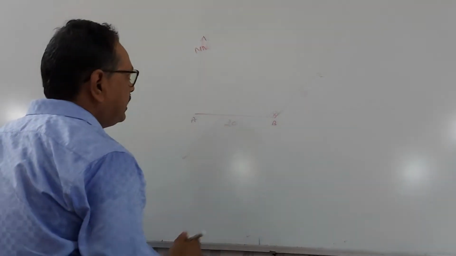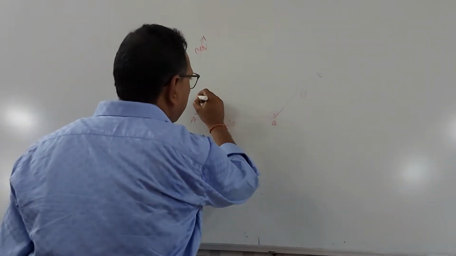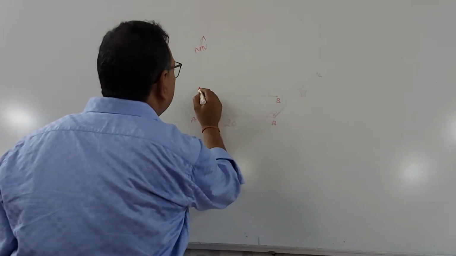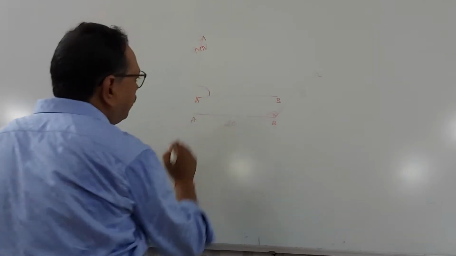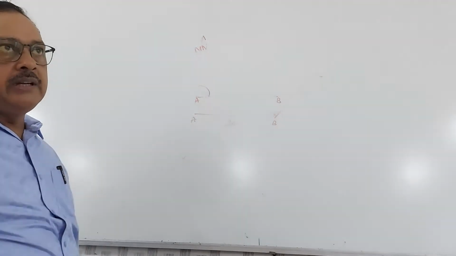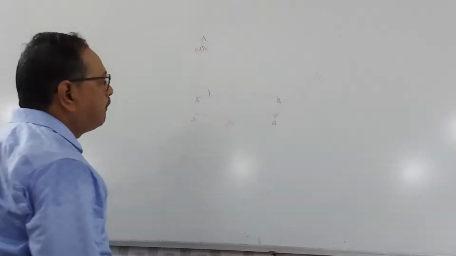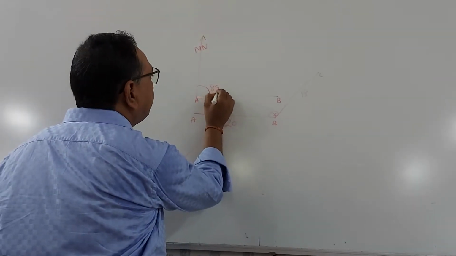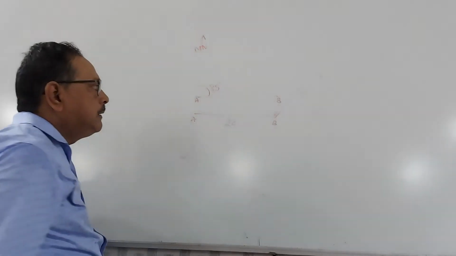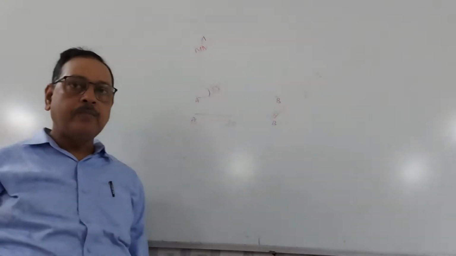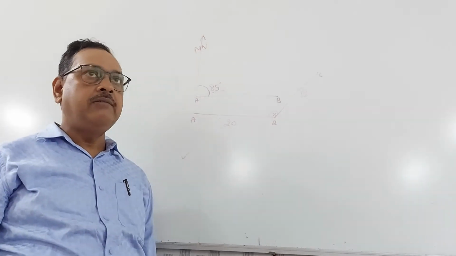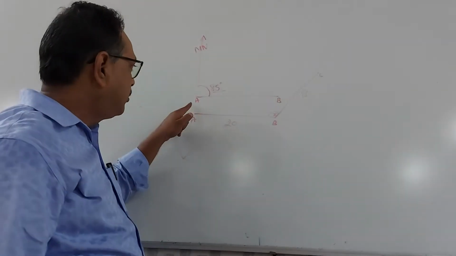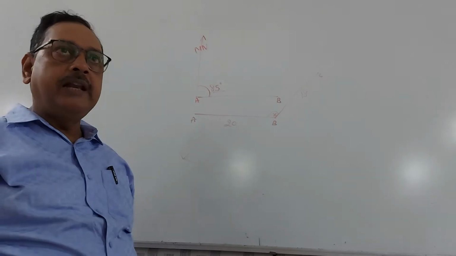And what is the orientation of line AB? Line AB may be here, so A and B is here. And what is the orientation of AB with respect to magnetic north? That is called magnetic bearing. Suppose in this case it is 85 degree. Then we can say the magnetic bearing of AB is 85 degree. So we need a device that will give you the magnetic bearing of a direction.